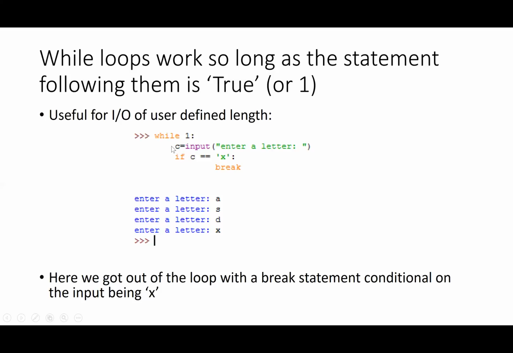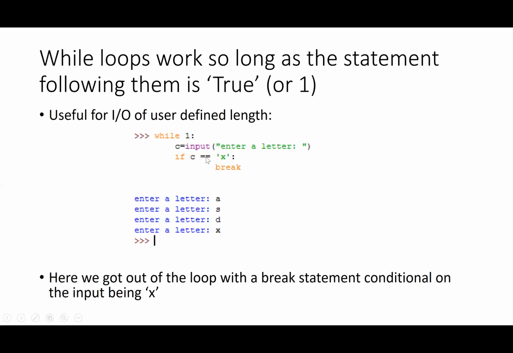Here is my program, coming after this colon here. C is assigned to be input, enter a letter, and then I allow for the possibility of breaking the loop by putting in an if statement, a conditional statement. If C equals X. As you'll see in a second, the equals is really the equals in Python. The equals up here is the assignment operator. It assigns to C whatever the function input returns.